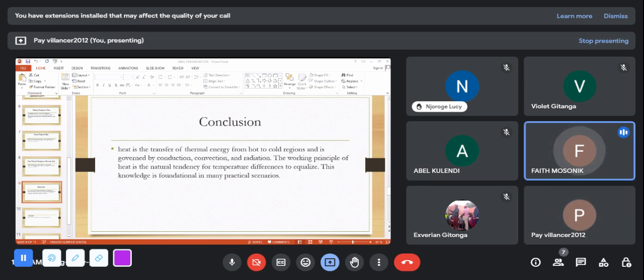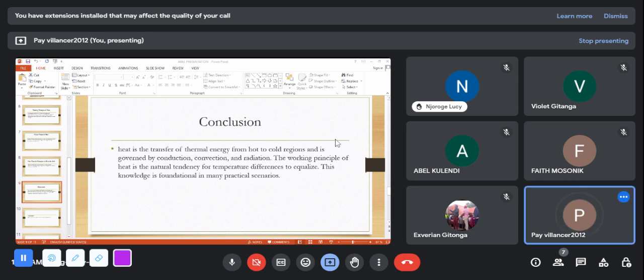Okay, heat is the transfer of thermal energy from hot to cold regions and is governed by conduction, convection, and radiation. The working principle of heat is the natural tendency for temperature differences to equalize. This knowledge is foundational in many practical scenarios. Okay.